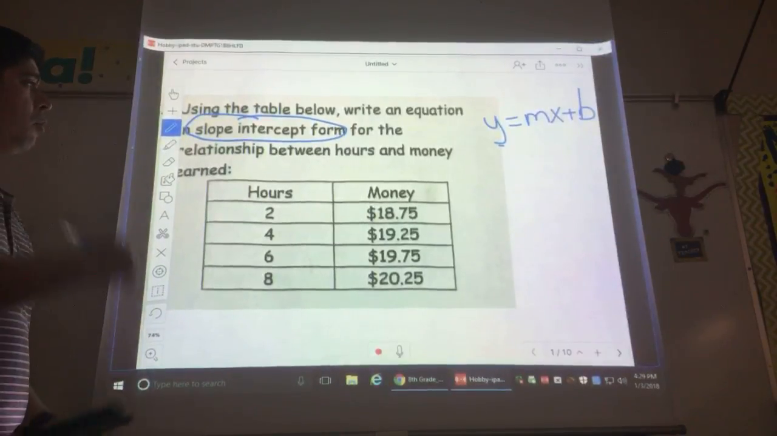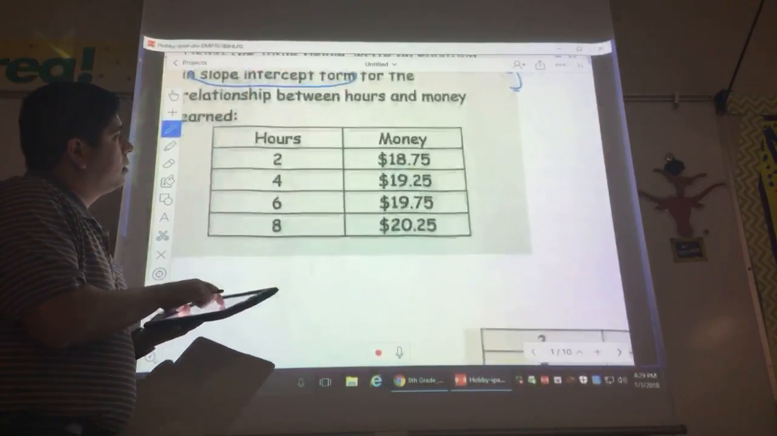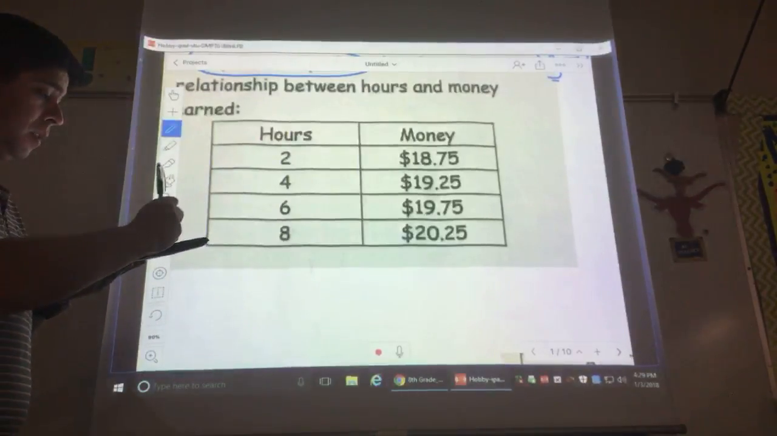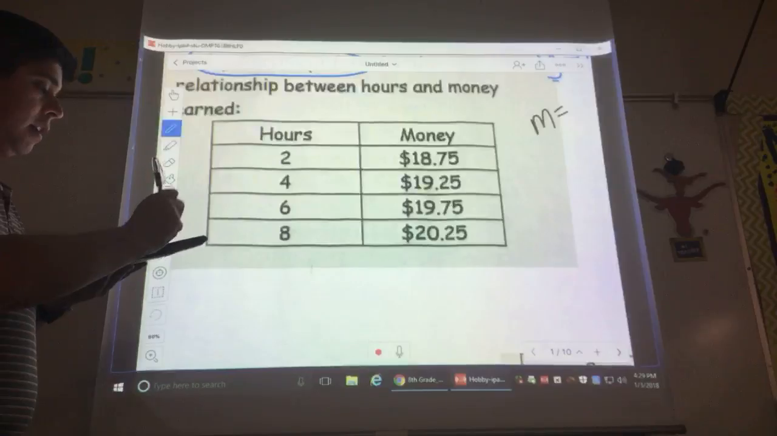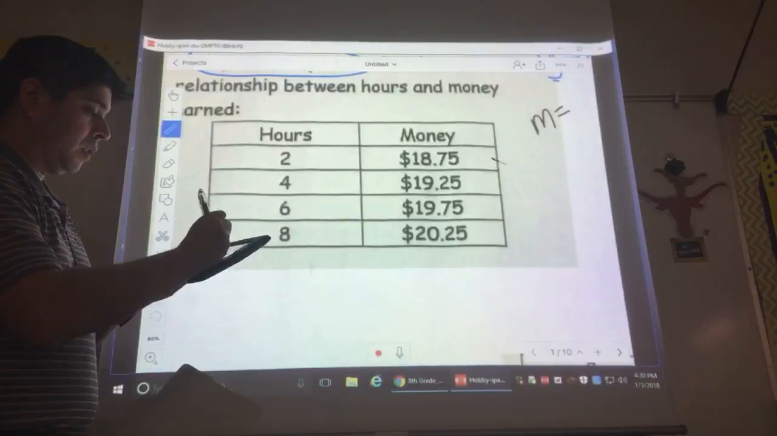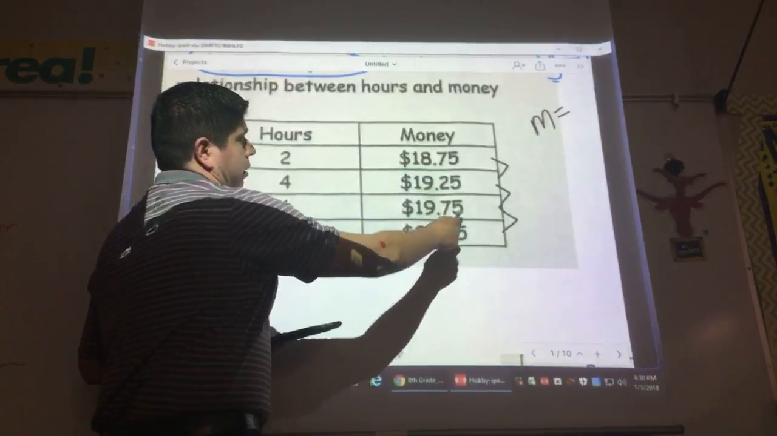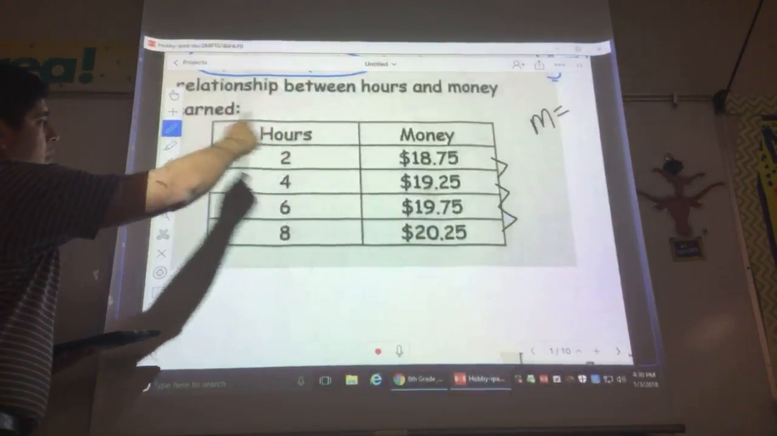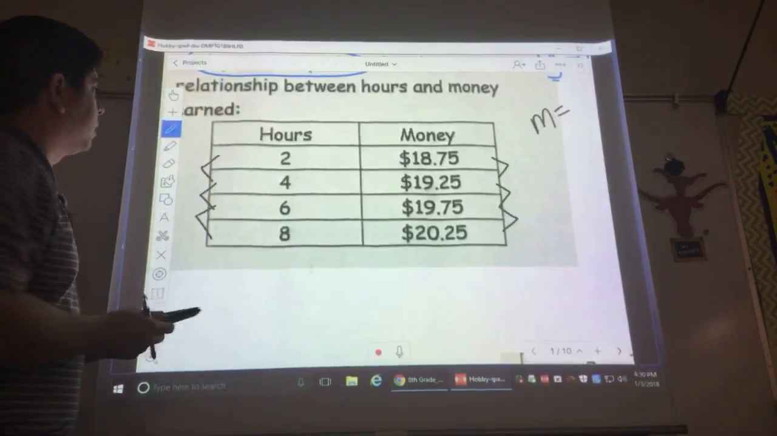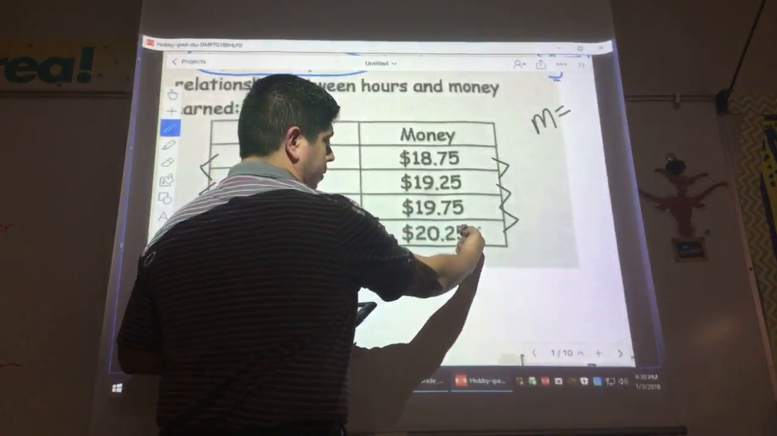Okay, so what we need to do is zoom in on this table, because we're going to focus on it. We need to find our slope first of all, the m. So we're going to find the change in y, which is the money column of this table, and put that over the change in x, which is the hours of this table. Remember, we're just subtracting from the bottom to the top.